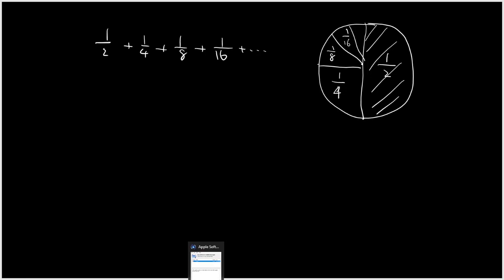So the total is 1. The total is 1, of course, right? You add up many pieces, 1/2, 1/4, 1/8, and 1/16, right? Eventually, if you add up infinitely many pieces, you have the total of 1. Okay. Very shortly, we are going to see that.